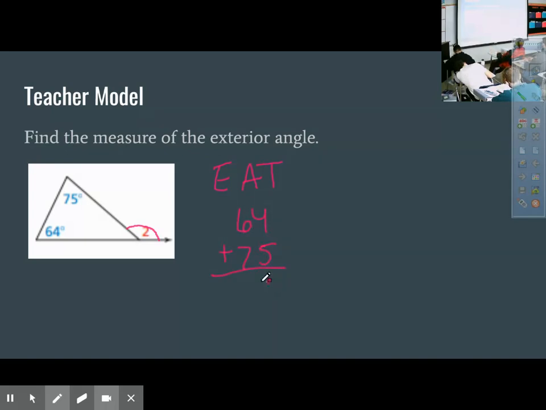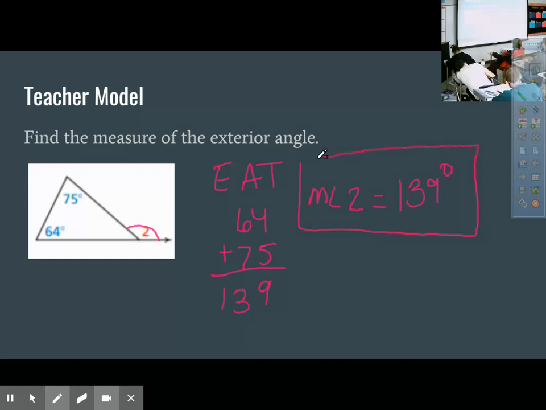5 plus 4 is 9. 6 plus 7 is 13. Therefore, the measure of angle 2 is 139 degrees. That's all you got to do. Now, if it asks me to classify it, I would just need to find the measure of this angle. Well, 180 minus 139 would be 41, and this one would also be acute. But it didn't ask me that, so I'm not going to do it.